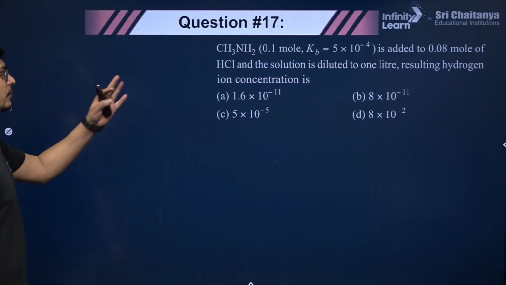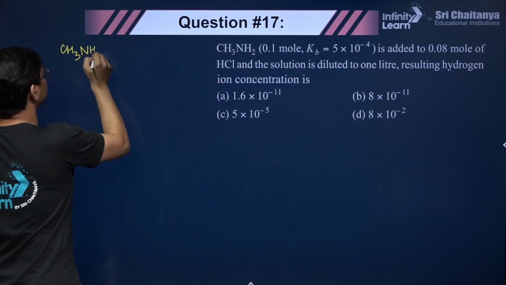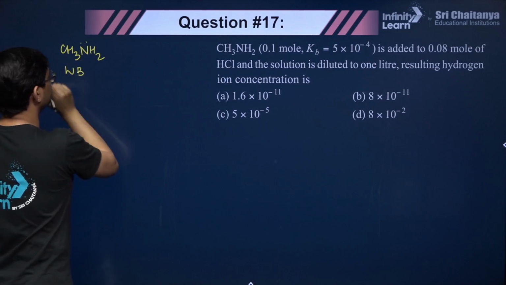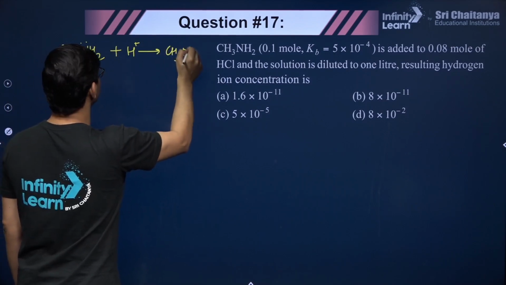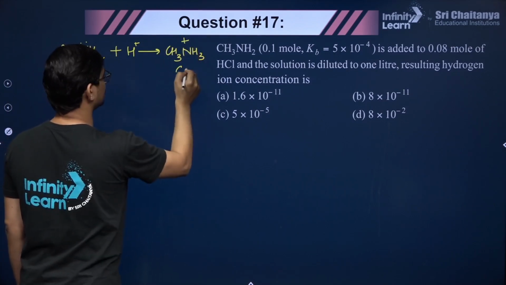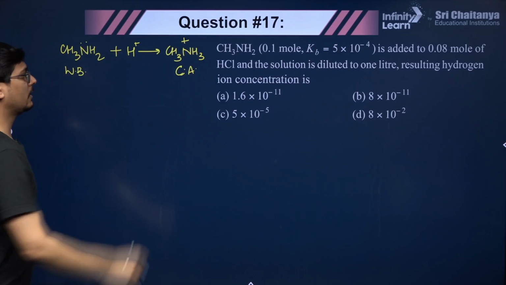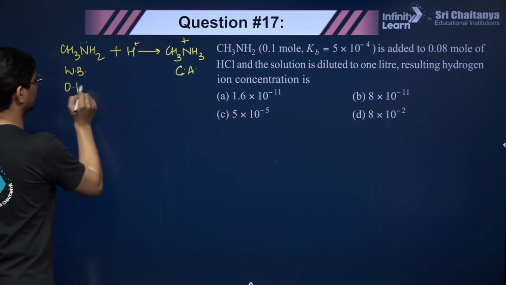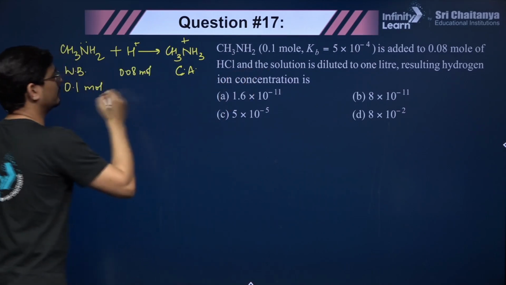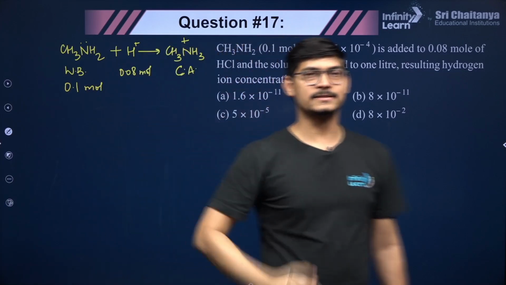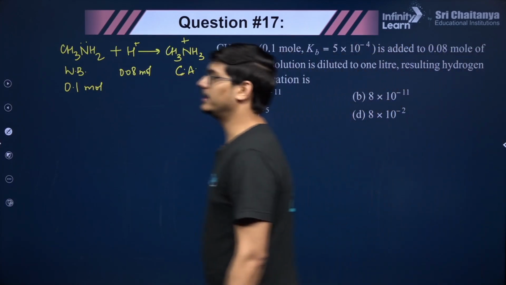Now, what do we have to do in this question? CH3NH2 is the weak base, WB. It reacts with H plus of HCl, and it gives you CH3NH3 plus, which is the conjugate acid. So that is the weak base and that is the conjugate acid. Now this methylamine is 0.1 mole and H plus is 0.08 mole. You can use the concept of limiting reagent, not rocket science, it's very simple here. So 0.1 mole of the base and 0.08 mole of the acid. So H plus is the limiting reagent.